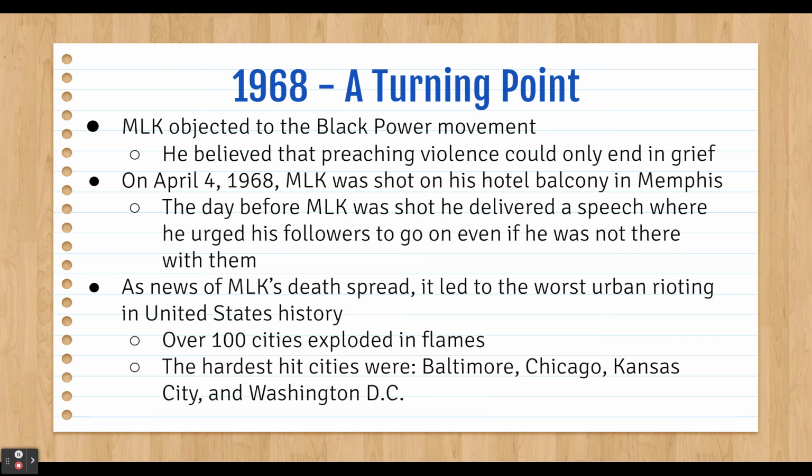The day before MLK was shot, he delivered a speech where he urged his followers to go on even if he was not there with them, which is, did he know he was going to be shot? I'm sure he felt that at this point he had received many death threats. This is a few years after Malcolm X was killed. And so he really didn't know what could happen to him, but it's just very strange to say something like that the day before he gets killed.